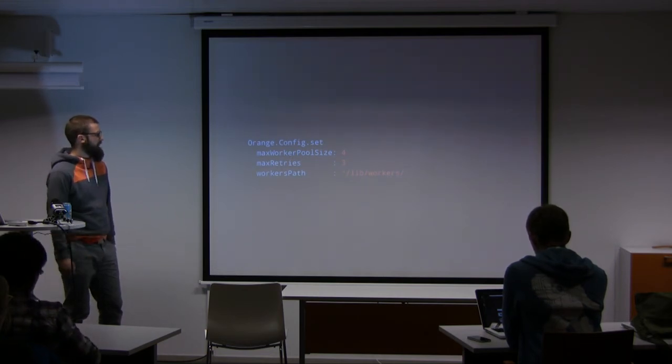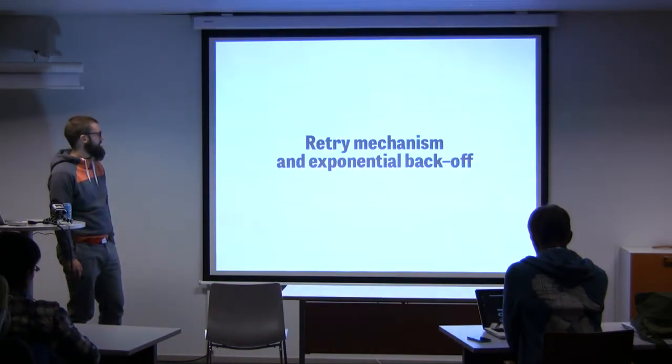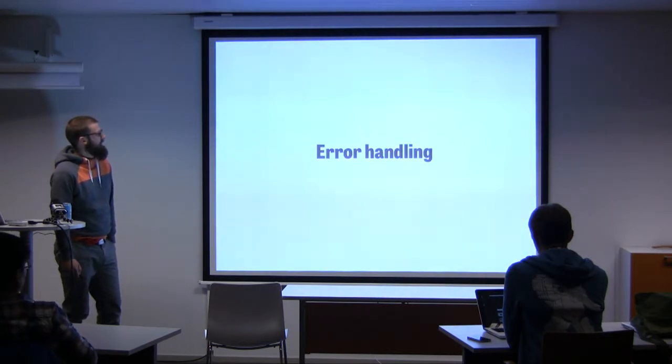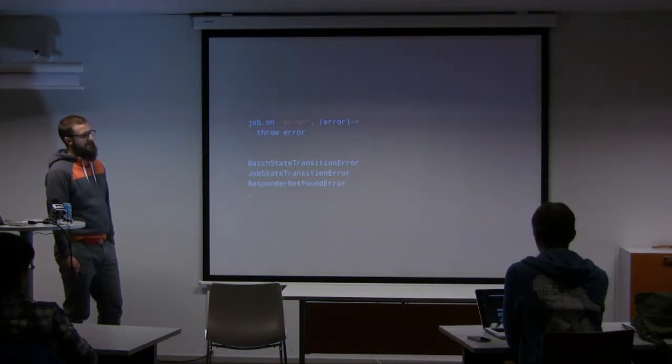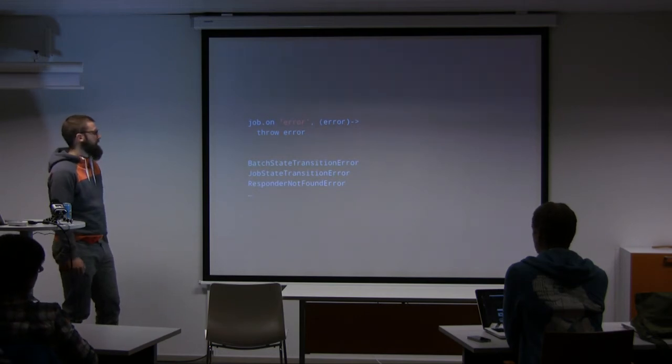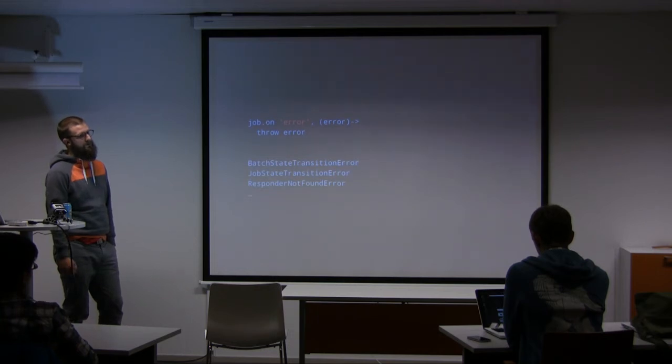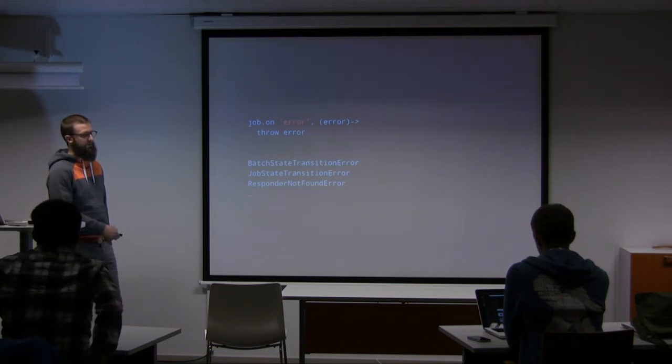You can define where your workers are being stored. I mentioned the exponential backoff. Error handling: it just passes on the errors that occur, and you can rethrow them if you need. So you have them. There's a bunch of custom errors here. You can't perform the same job twice while it's running. You can't perform a job that is in a batch while the batch has performed the job.